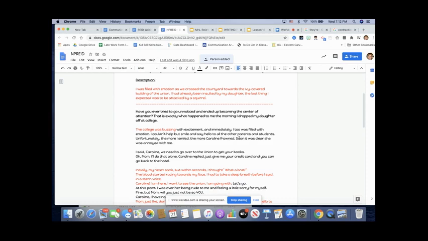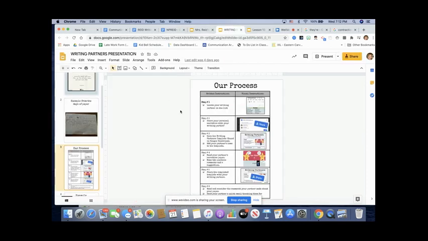Now, if you have 3 people as your writing partner, then I want the first person to share with the second person, the second person to share with the third person, and the third person to share with the first person. So just kind of go in a row.